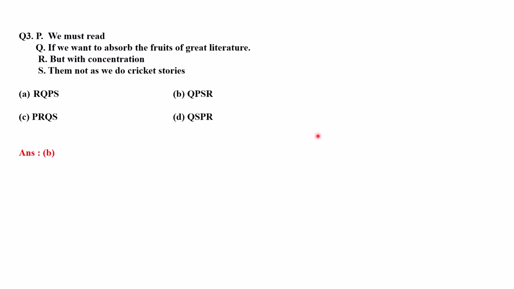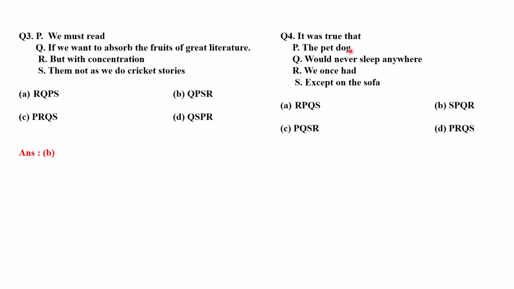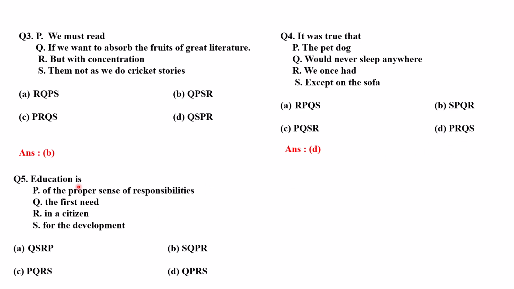Okay, now moving to the next part. It was true that the pet dog would never sleep anywhere we once had except on the sofa. So it was true that the pet dog we once had would never sleep anywhere except on the sofa. So the correct option is option D. Next, education is of the proper sense of responsibility is the first need in a citizen for the development. So here education is the first need for the development in a citizen of the proper sense of responsibilities. So the correct option is option A. Now moving to the next part.